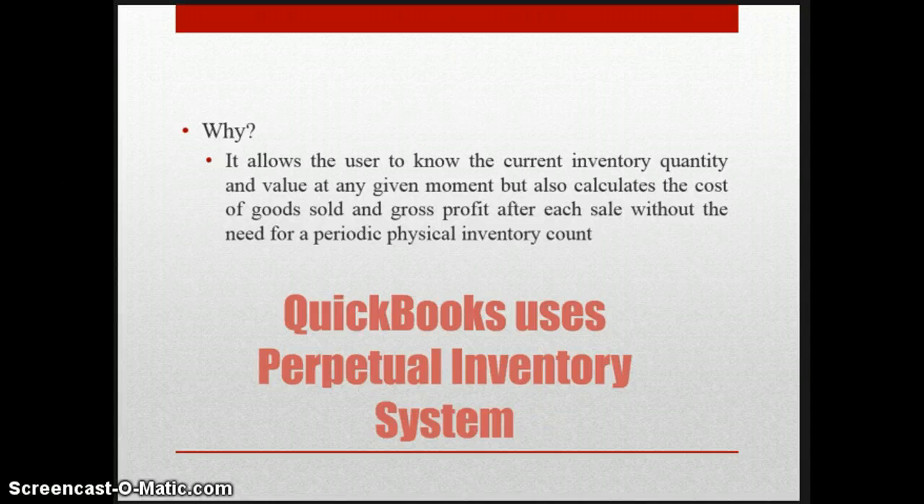And if you have ever gone into a Best Buy store and asked them if they have a product in that store, meaning in their inventory, they can look it up and tell you, we got one, or no, we don't have any. That's because they're using the perpetual inventory system.